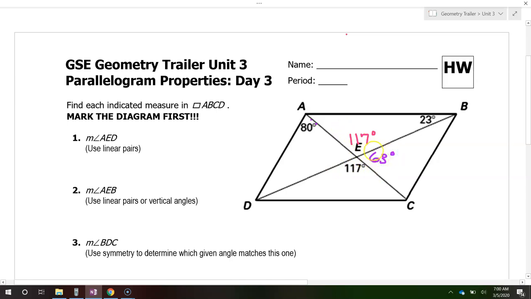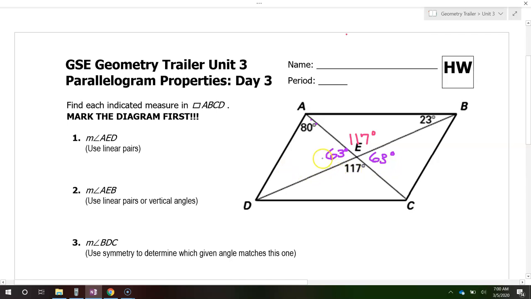All right, linear pair. Now we have another vertical angle situation. This 63 with this angle right here, these are vertical angles, so that means this is also going to be 63 degrees. Okay, so there are a couple other things that we can do.